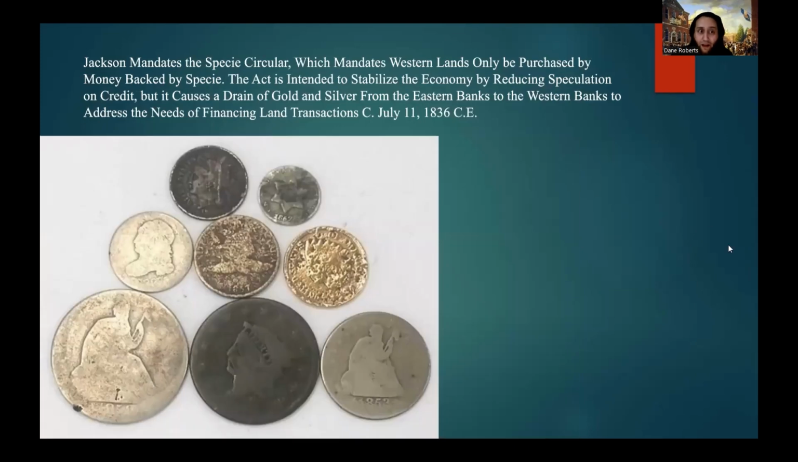Jackson would also mandate the specie circular, which mandated Western lands only be purchased by money backed by gold specie. This act was intended to stabilize the economy by reducing speculation on credit, but it caused a drain of gold and silver from the Eastern banks to the Western banks to address the needs of financing land transactions, with this mandate happening on July 11th, 1836 CE.